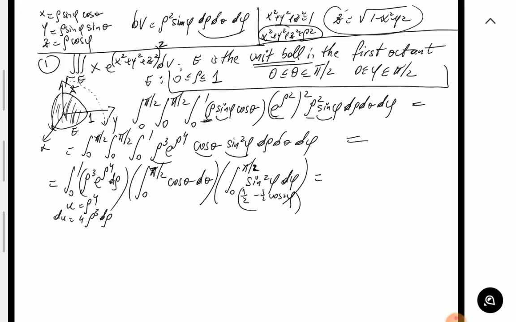And then the new bounds. So if rho is 0, u is 0. If rho is 1, u is 1. Right? So the bounds are the same in u. The first one is the integral from 0 to 1 of e to the u du over 4 from that substitution. The middle one is just sine of theta between 0 and pi over 2.